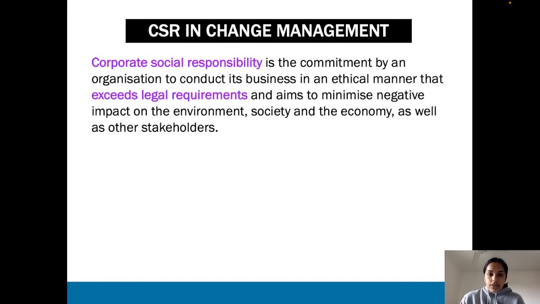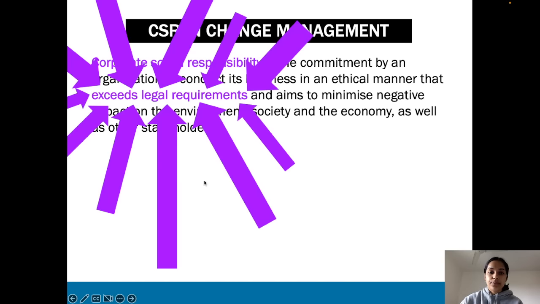Cool. All right, CSR in change management. CSR is all about the commitment by an organization to conduct its business in an ethical manner, which looks at going above and beyond those legal requirements to minimize negative impacts on the environment, society, and the economy, as well as other stakeholders. When defining CSR, make sure you mention it's a business going above and beyond its legal requirements to support these different stakeholders: the environment, society, economy, and other stakeholders as well.